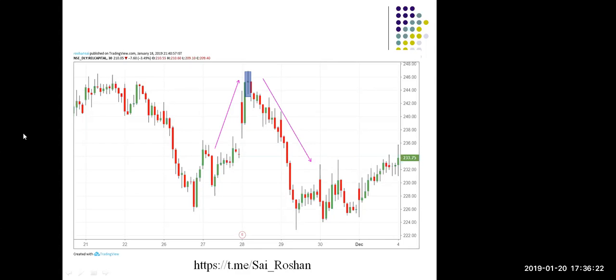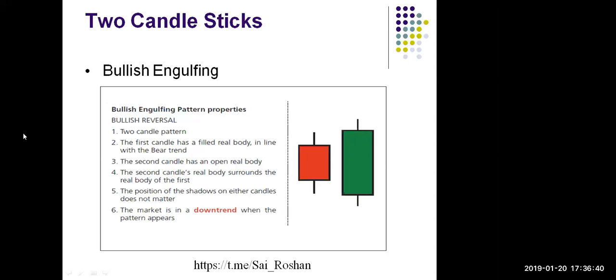So these kind of candles are very, very important. They signify the reversal of the pattern, and they would give you very good profits, provided you locate them, trigger at the exact point, and put a stop. Yeah, so this is all about single candlestick patterns.